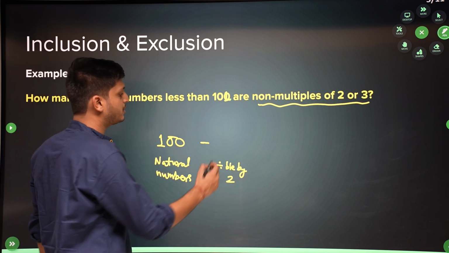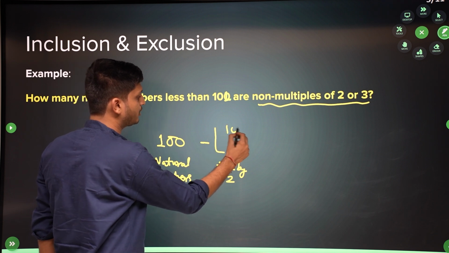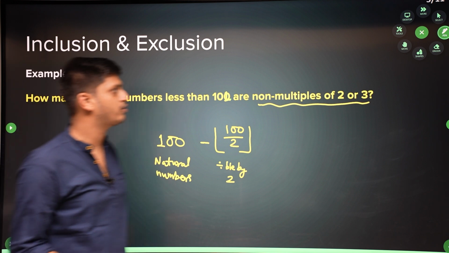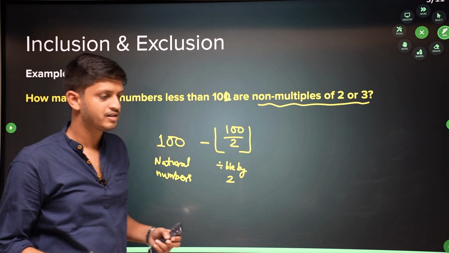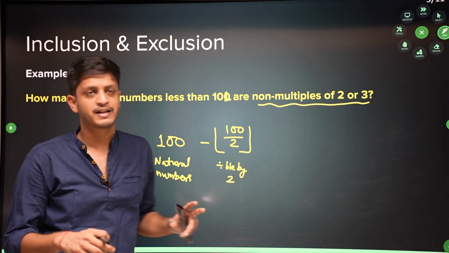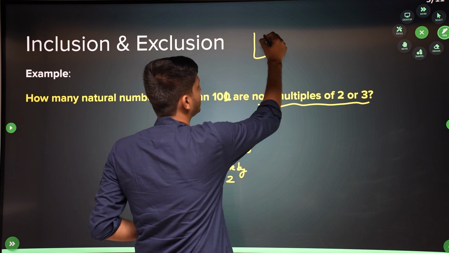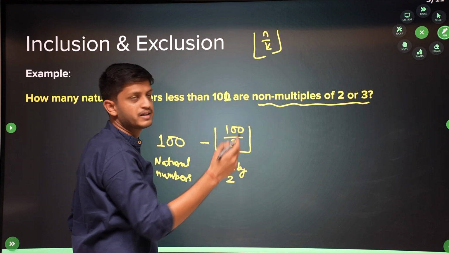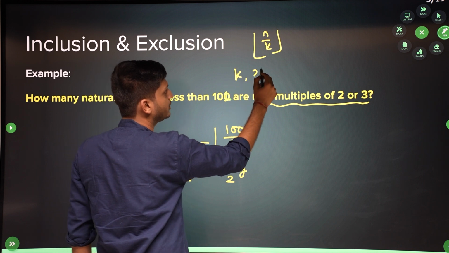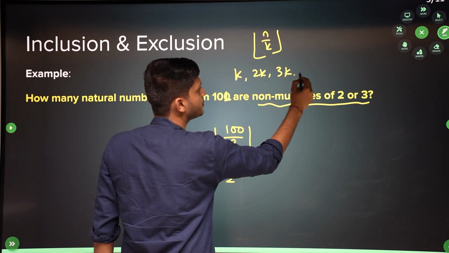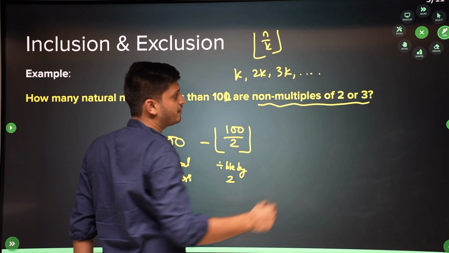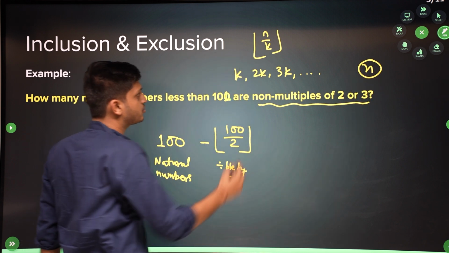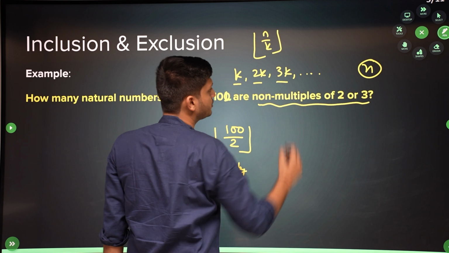So how many numbers will be divisible by 2? Floor of 100 by 2. So always, if you want to find how many natural numbers less than n are divisible by k, it will be floor of n by k. Why? See, the first number which will be divisible by k will be k itself, then 2k, then 3k. These are all divisible by k, right? And we have to reach n somewhere, right? So this will be divisible by k, this will be divisible by k, this will be divisible by k.